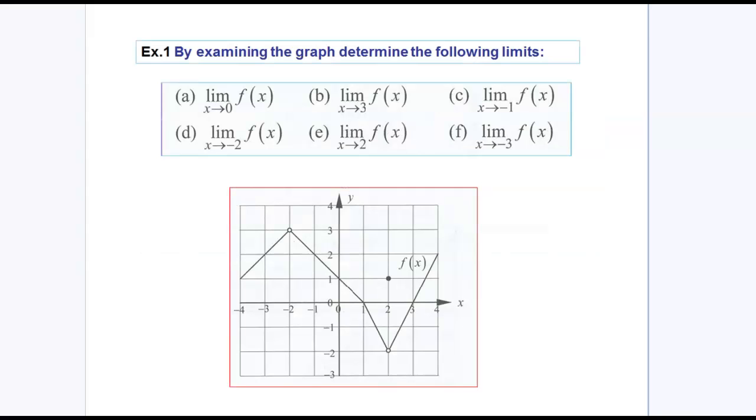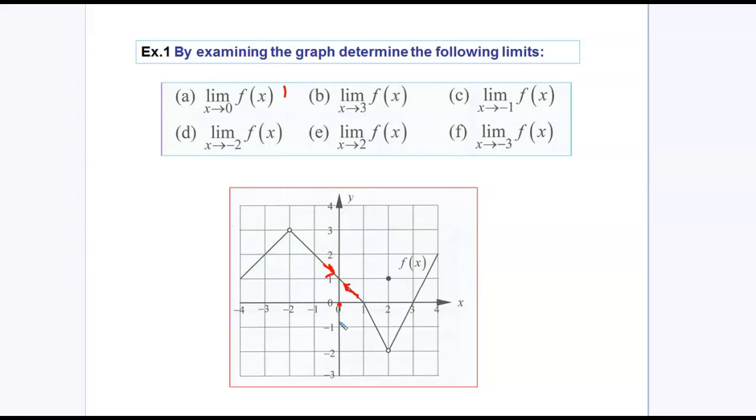So let's take a look at an example. We want to examine the following graphs and answer the following limits. So we want to know the limit as x approaches 0 in part A. Well, here's where x is 0. As I approach 0 from the left and the right, the graph is approaching the value of 1. So the limit as x approaches 0 is 1.